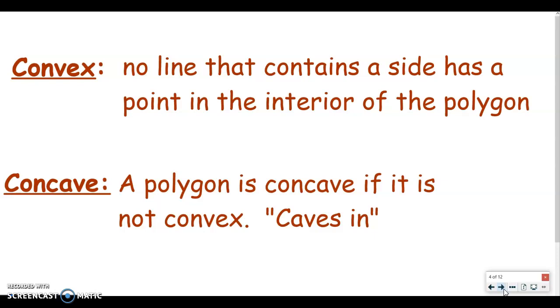Convex. Convex means no line that contains a side has a point in the interior of the polygon. So I could have a triangle. A triangle is convex. There is no point on the interior. I could have a 4-sided figure like a square. That is convex.